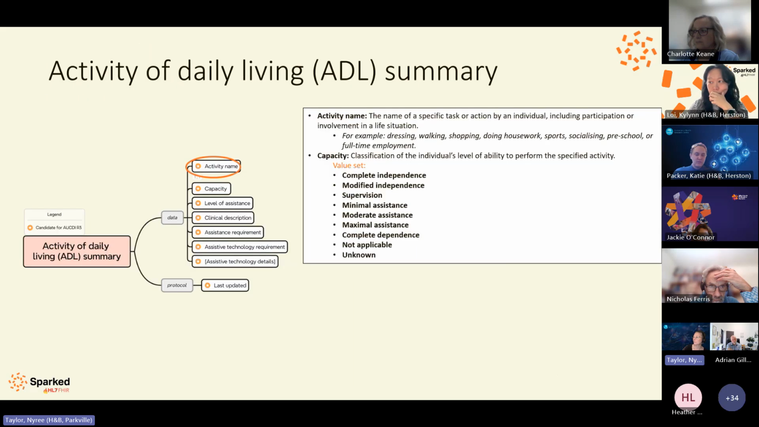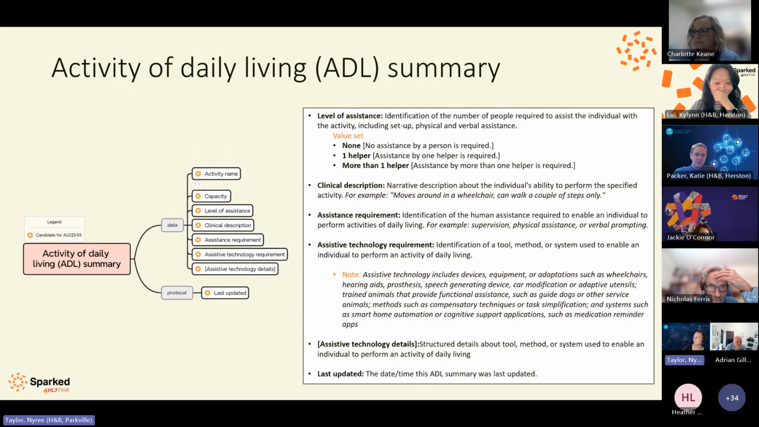I'll just scoot through again. Let's go back to, okay, so we want that narrative description around the individual's ability to perform the specified activity. So you want to sort of qualify that in that particular data element. So I think it would be appropriate to put it there.